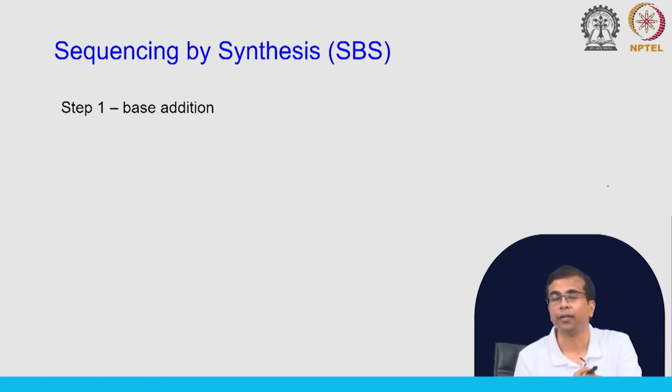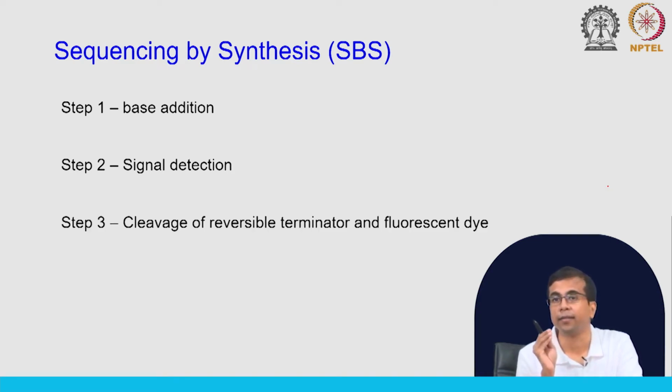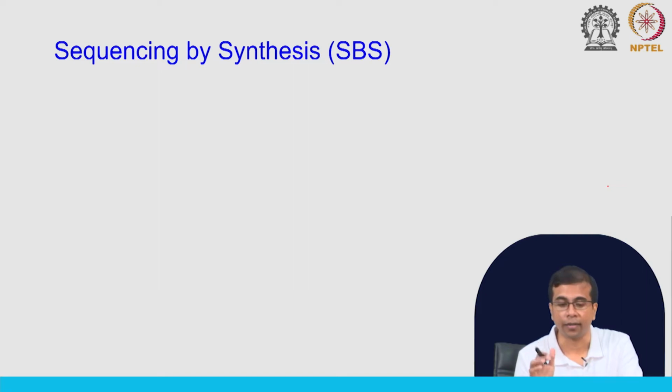There are multiple steps. The first step is the base addition, I will illustrate in a moment, where these dNTPs are added. The second step is the signal detection, where there is an optical detector that can read the fluorescent signal that is present and identify the base. The third step is cleavage of the reversible terminator and fluorescent dye. So, the dye from the already incorporated base is washed out. Let us draw this.